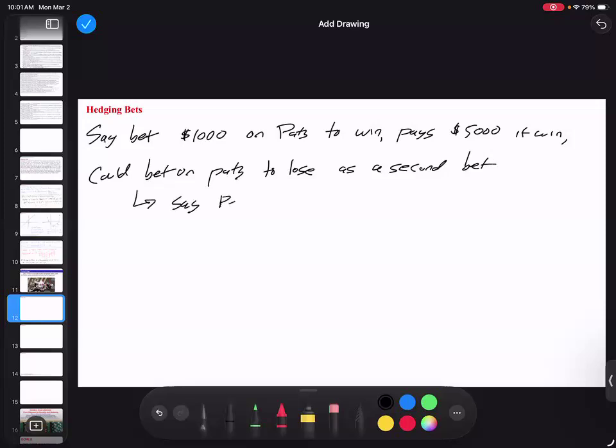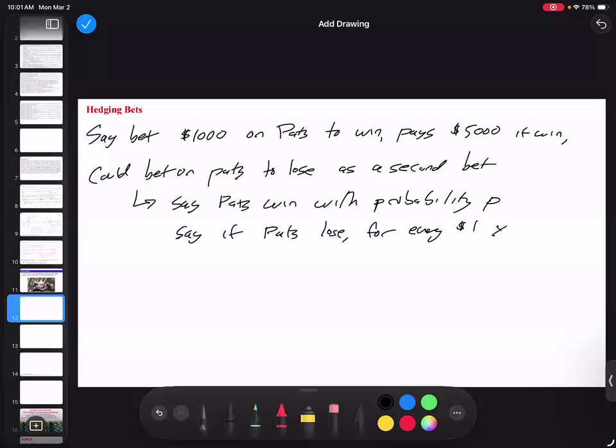Let's say Pats win with probability P, and say if Pats lose, for every $1 you bet, you get maybe $0.25. Okay. So because the Patriots are favored to win, oh, wait a minute, this might not.